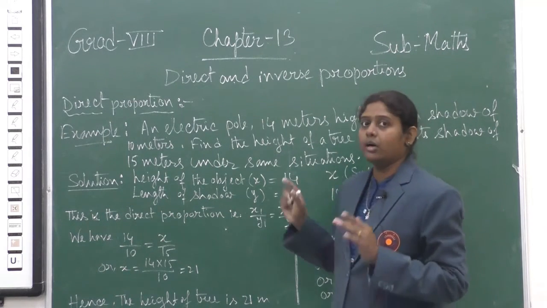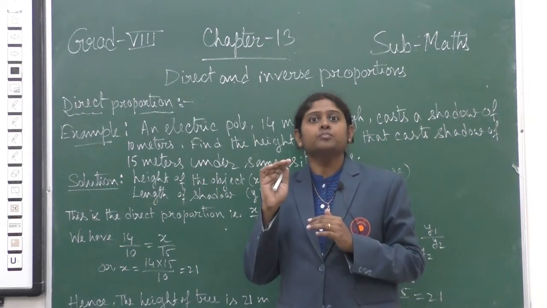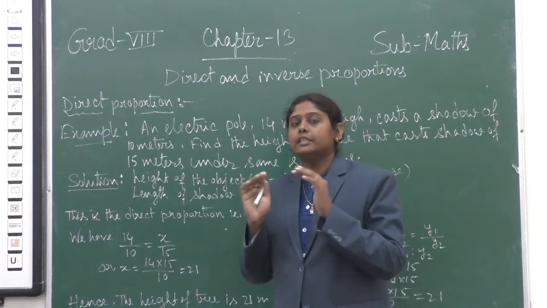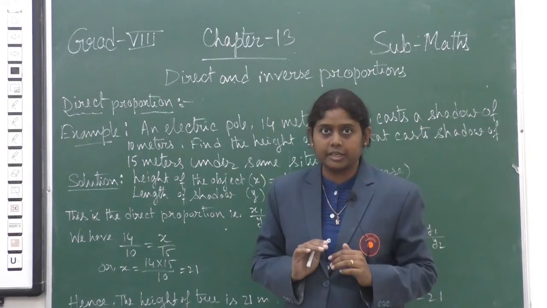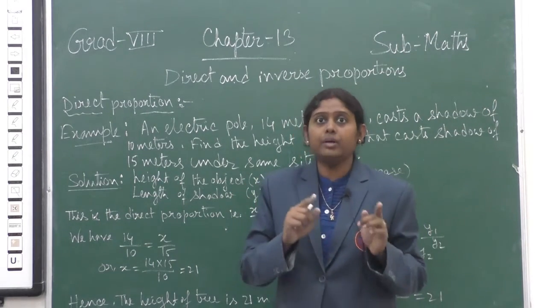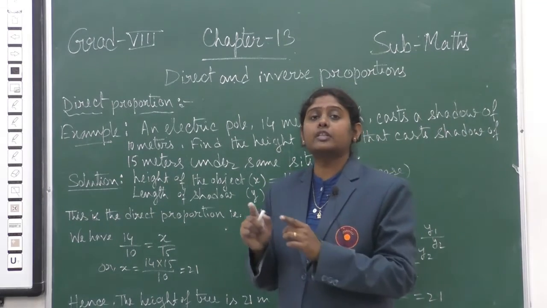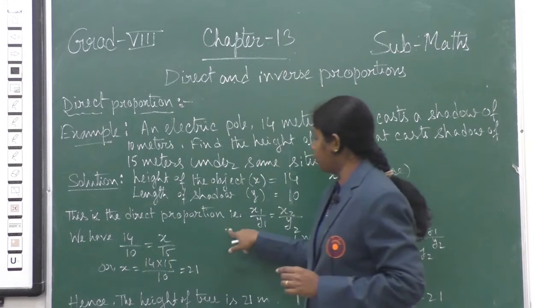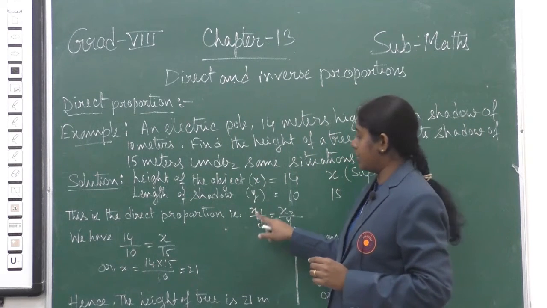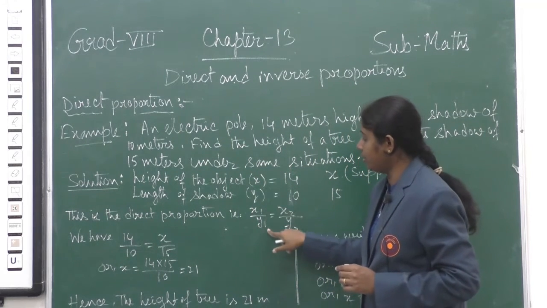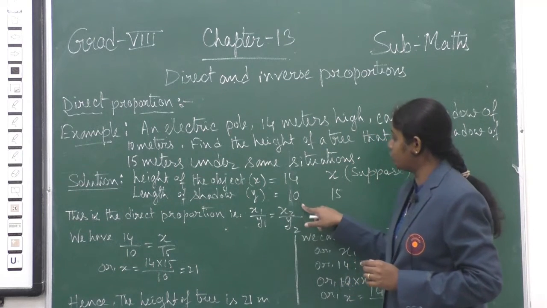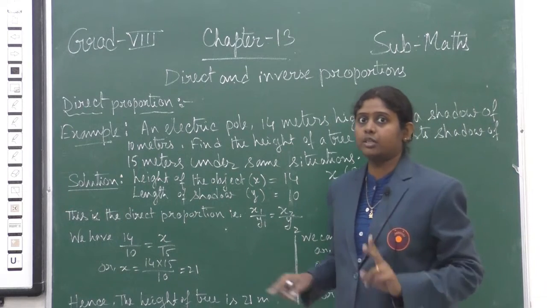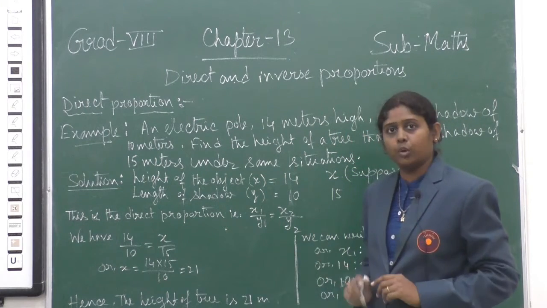We can see here, if we increase the height of the object, then depending on that the shadow will increase, meaning Y will increase depending on the increase of X. So this is a direct proportion. That is, we can write X1 by Y1 is equal to X2 by Y2. There are two different methods to solve this problem. We will see both methods.